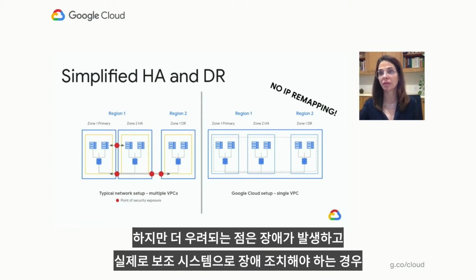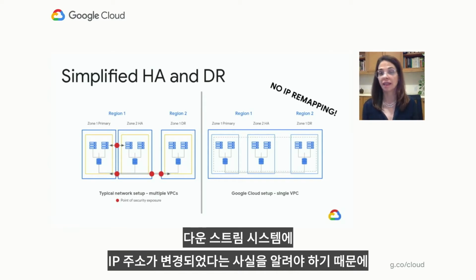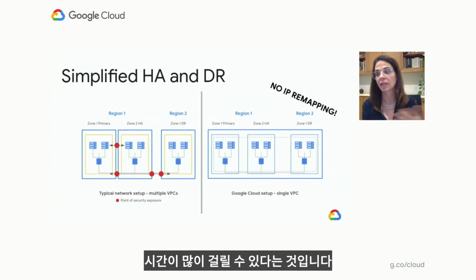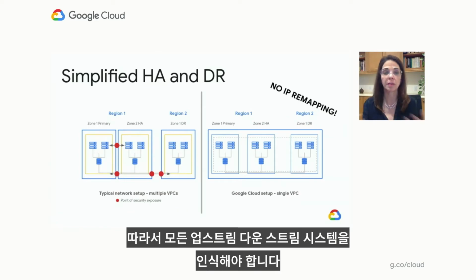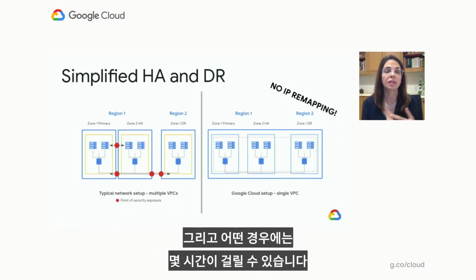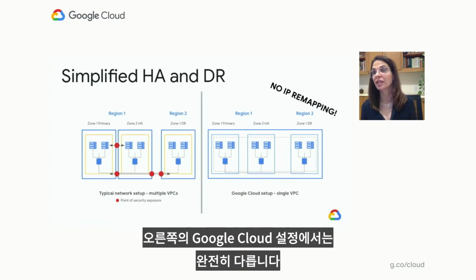But even more concerning is if you have a failure and you have to actually fail over to a secondary system. It could take a lot of time because you've got to inform the downstream systems that IP addresses have changed, et cetera. So all your upstream, downstream systems have to be made aware, and this could take hours in some cases. In the Google Cloud setup on the right, it's completely different.